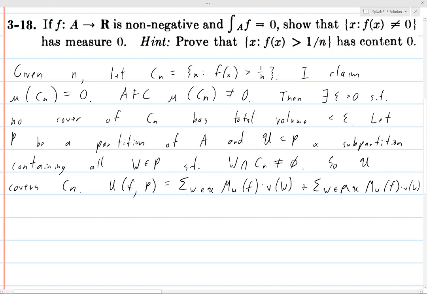All right, now what does this look like? Now we're going to find a lower bound for this. So the second sum, well, let's see here. The second sum we don't really care about.